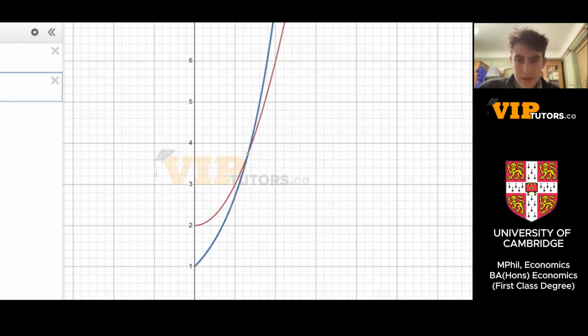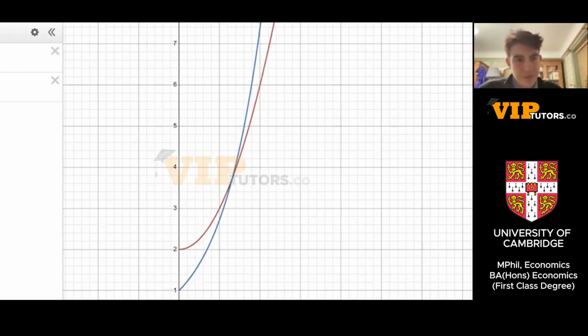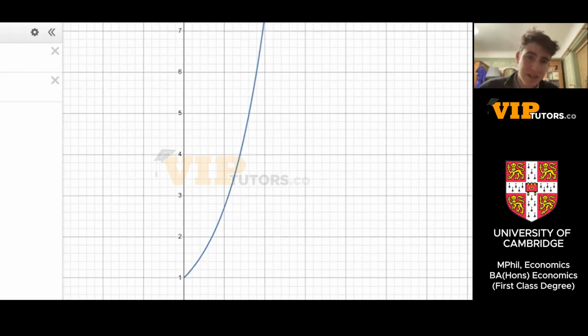So what we have is two graphs here. We've got the red line, which is China's GDP growth. This is China's GDP growth. And then we have China's population growth, which is e to the x.